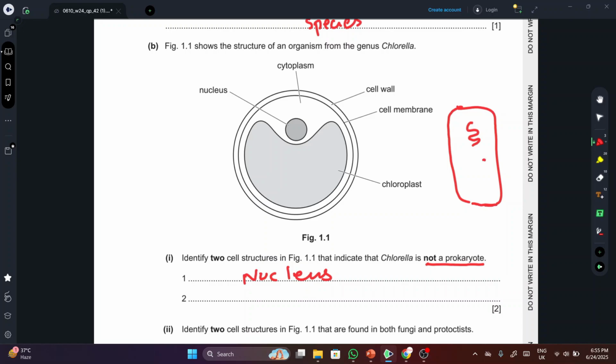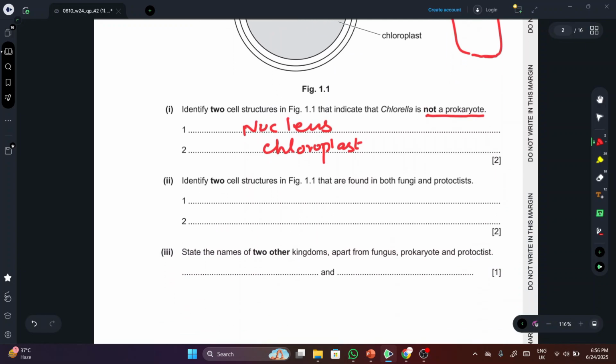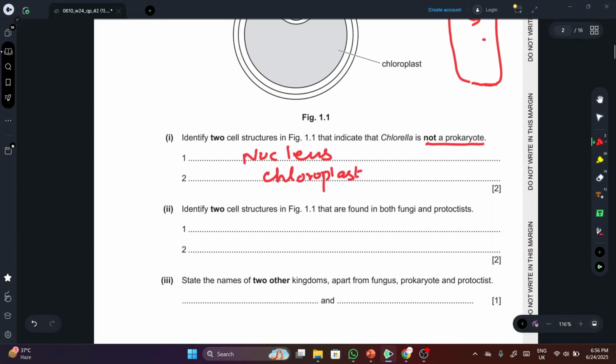So you can see there is a membrane bound organelle which is chloroplast. So chloroplast is present here, which shows that it's not a prokaryote. Right? Identify two cell structures that are found in both fungi and protoctist.